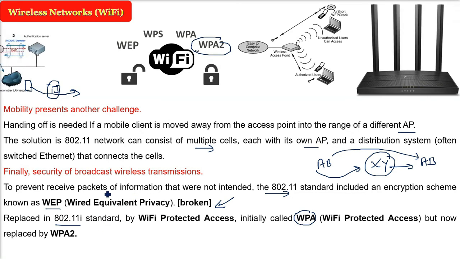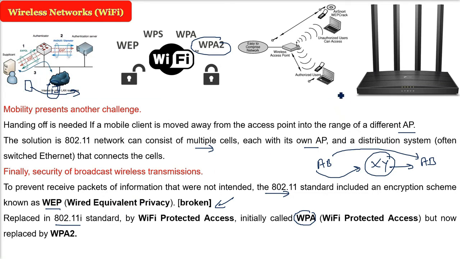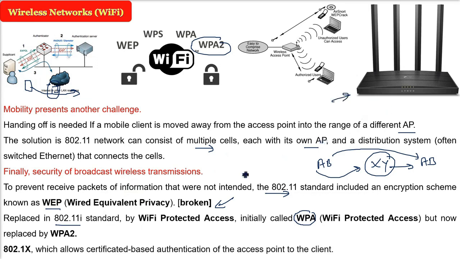There is one more, authentication also there. So in 802.1x, here we have the certificate-based authentication for the access point. The client has to take the authentication, then only will be able to access the Wi-Fi or wireless network. So mobility and security are also the issues in wireless transmission.